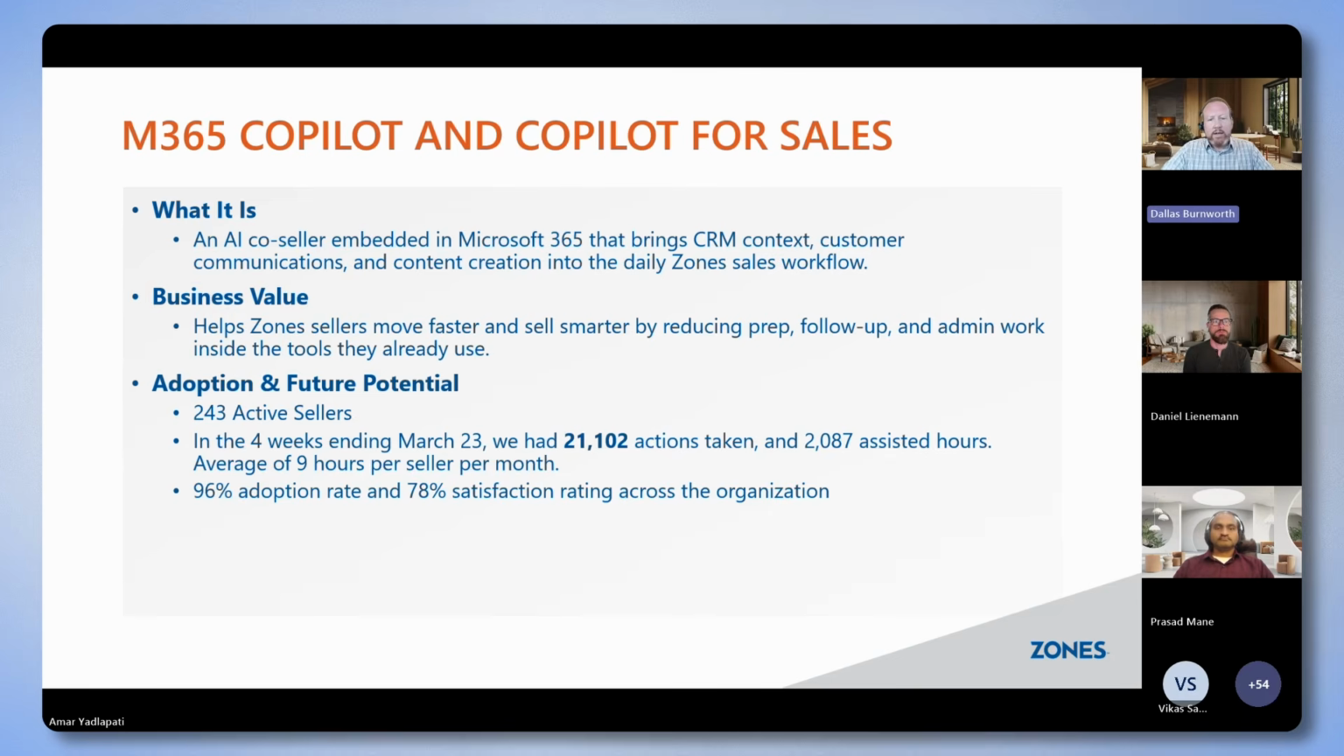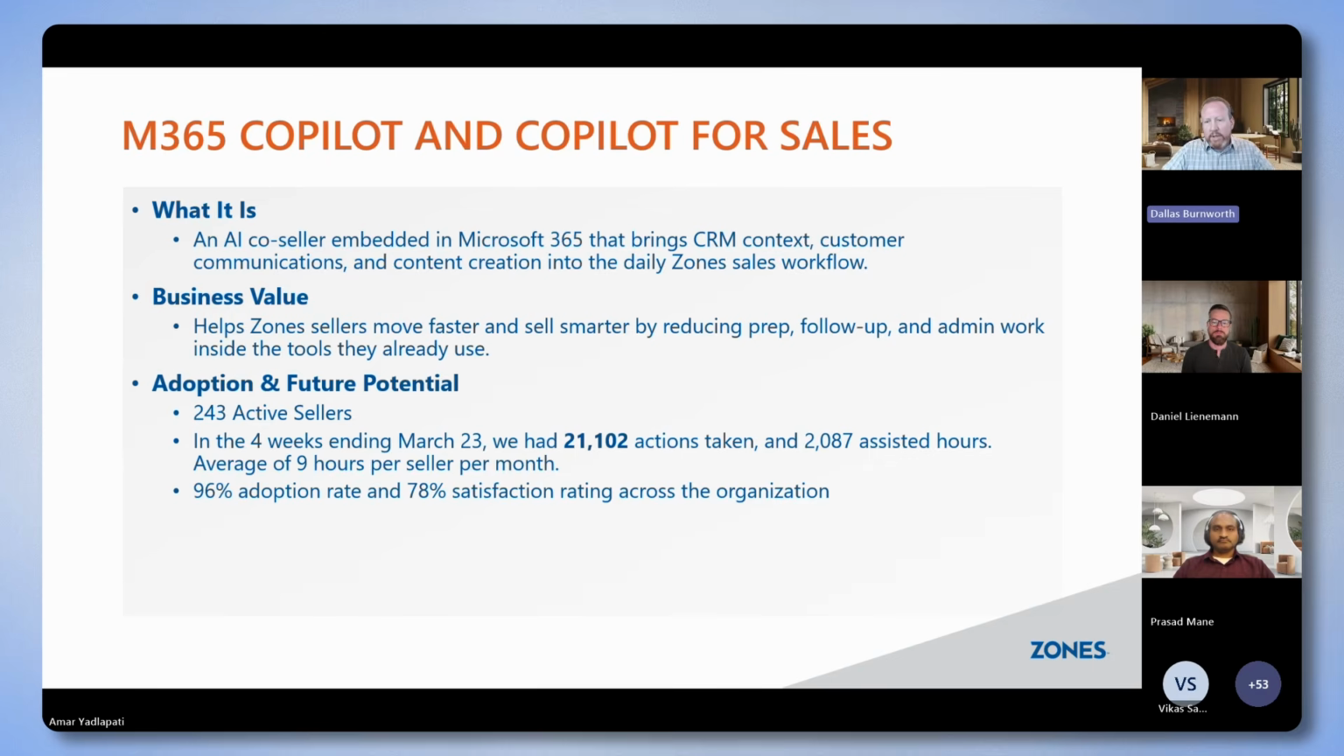And to give you an idea of what actually happens, we've got about 21,000 actions taken in Copilot for a total of 2,087 Copilot assisted hours. And that means the amount of time it would have taken the end user to do the thing without Copilot. So you could look at it as time saved or time gained as a function of using Copilot, but we're giving sellers back about 9 hours a month.